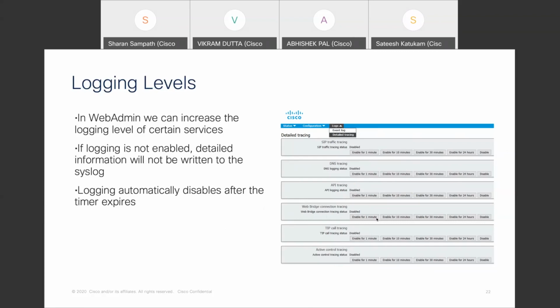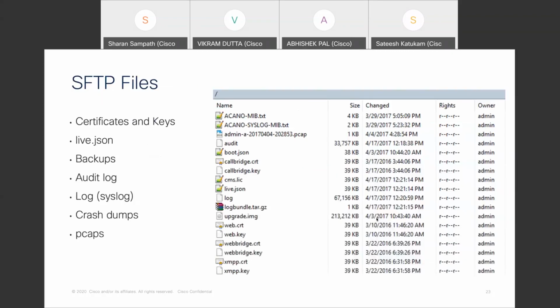Okay. Now the SFTP files. You have the ability to connect to the Cisco Meeting Server using an SFTP application. For instance, you can use FileZilla, or you can use an application called WinSCP. You can use these applications to connect to the Cisco Meeting Server and view the different files which are available there.